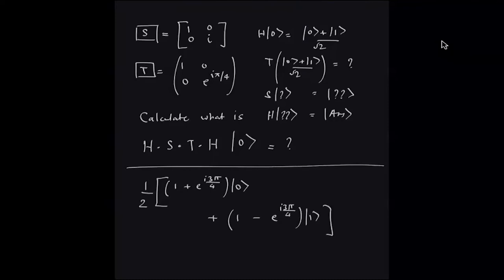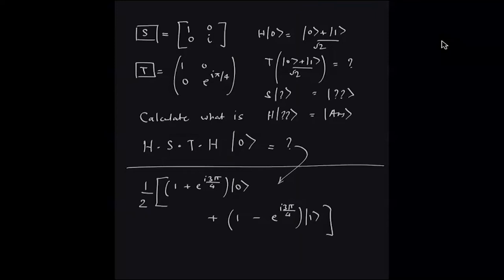So this is the answer. It's clear why there is a factor of 1 by 2. There should definitely be a factor of 1 by 2 because the H gate is acting twice. You will get 1 by square root of 2 from one H gate, and another 1 by square root of 2 from the other gate. So that's 1/2 already.